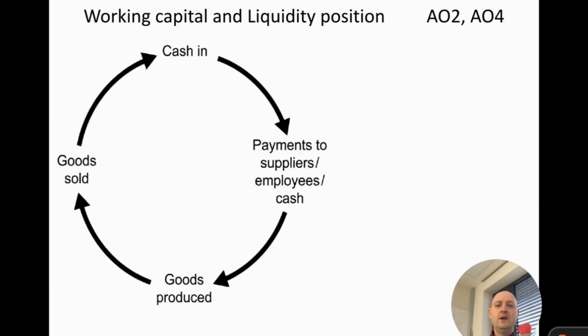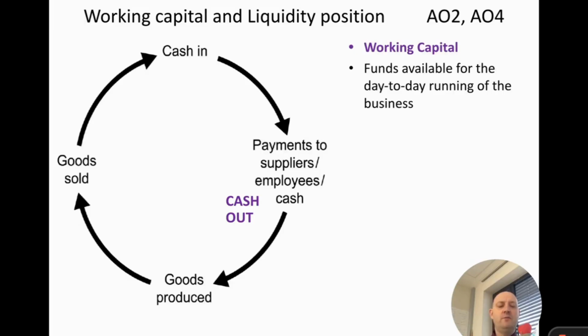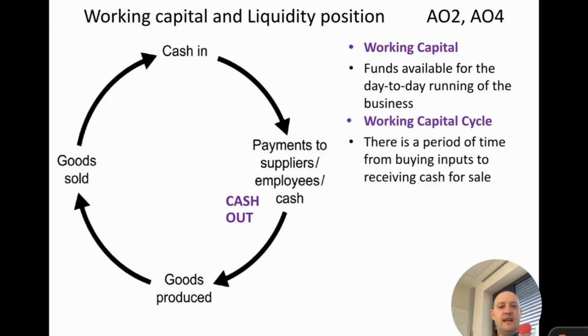So finally, working capital and the liquidity position. Working capital, we've done before, is funds available for the day-to-day running of the business. This then leads to something called the working capital cycle, which is the period of time from buying inputs to receiving cash for sales. And this is very similar to the credit terms we were talking about in the previous slides. So just to go through the working capital cycle.